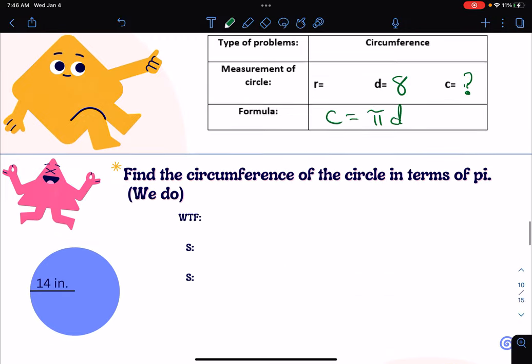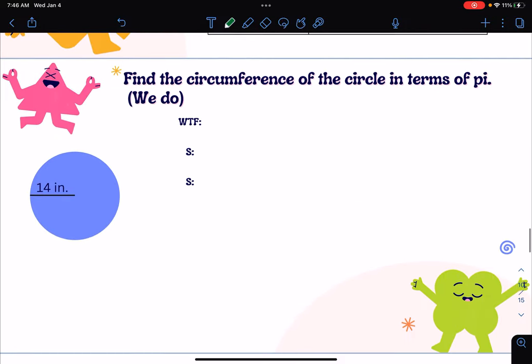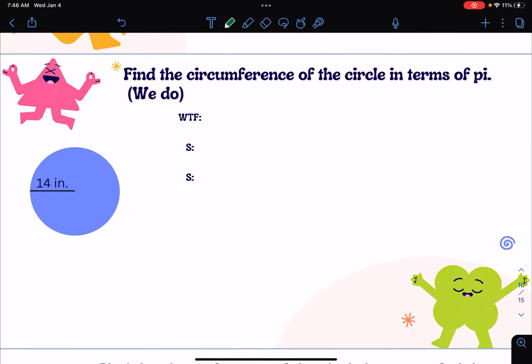So this was our we do. Now you're going to go ahead and find the circumference of the circle in terms of pi. So again, you're going to write the formula. The first step, this is a we do also.